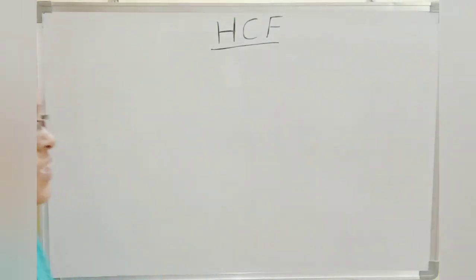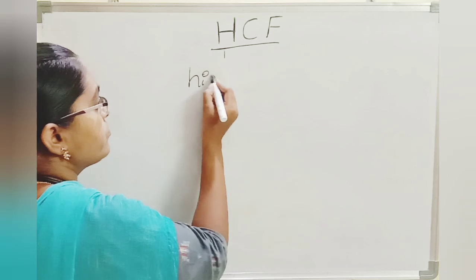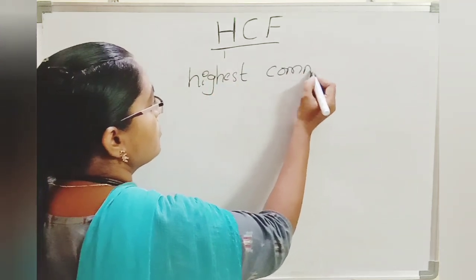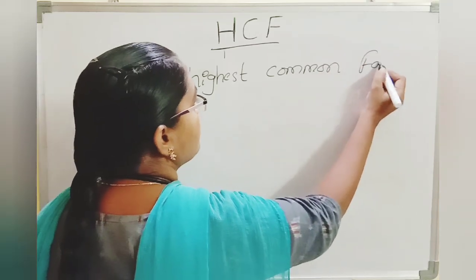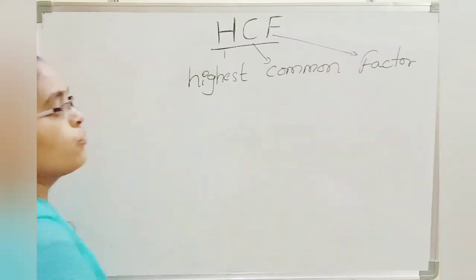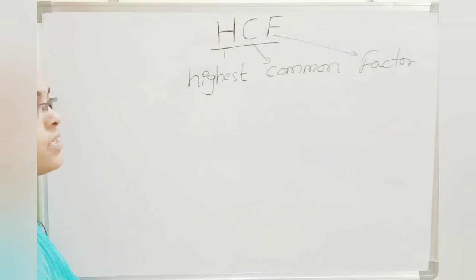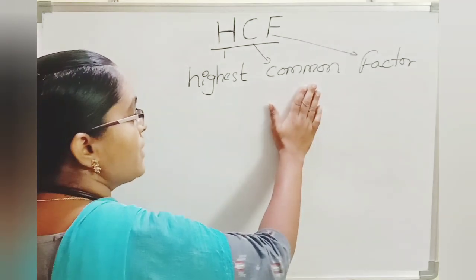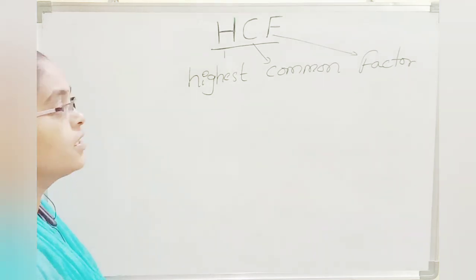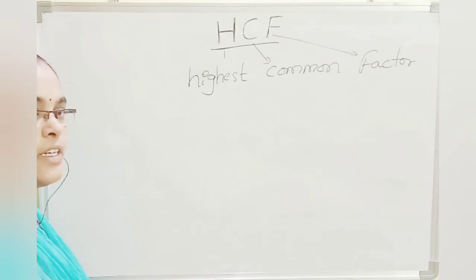See, what is HCF? HCF is nothing but highest common factor. C stands for common and F stands for factor. So first we need to find the factors of the given numbers, and then from that we need to identify the common factors. In those common factors, the highest factor is called the HCF of the given numbers. See, this HCF we can find in three ways.